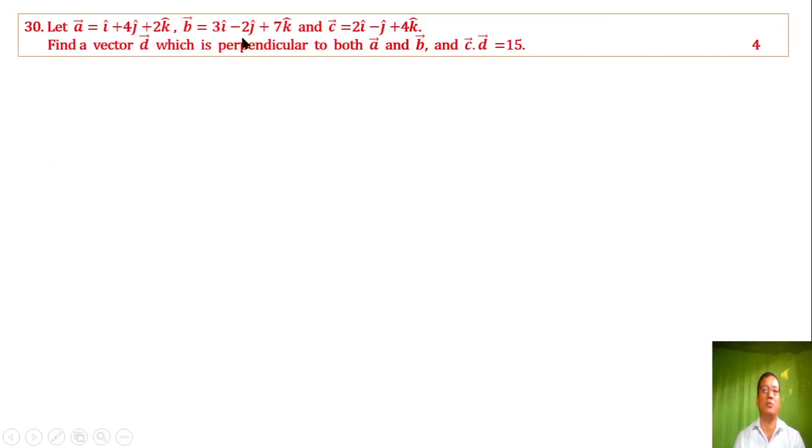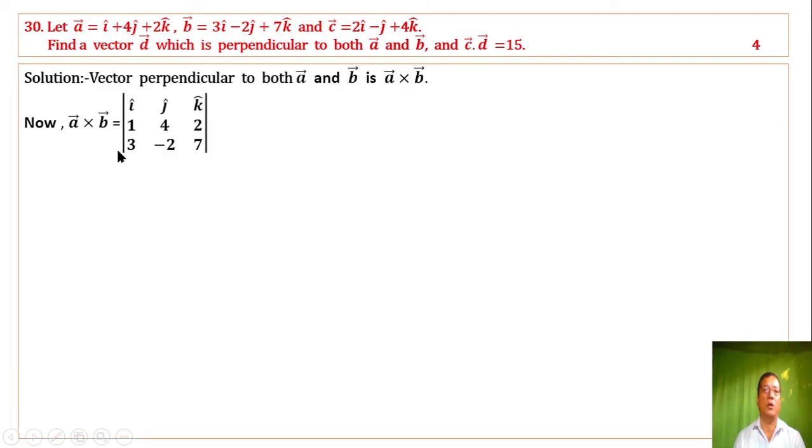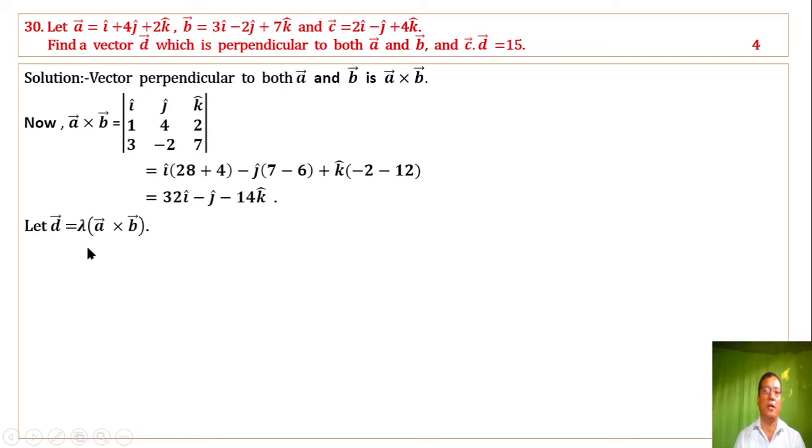30. Let a equal to this, b equal to this, c equal to this. Find a vector d which is perpendicular to both a and b such that c dot d equals 15. Expanding a cross b along the first row, we have this. Let d equal lambda times a cross b, but c dot d is 15, and c's values are this, d's values are this.